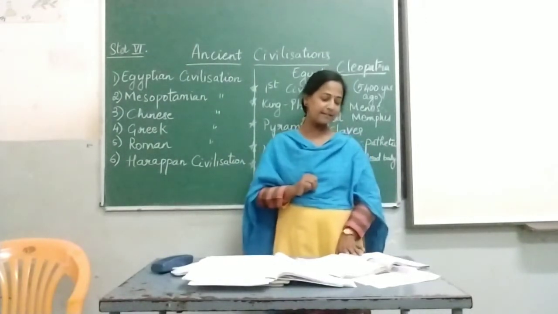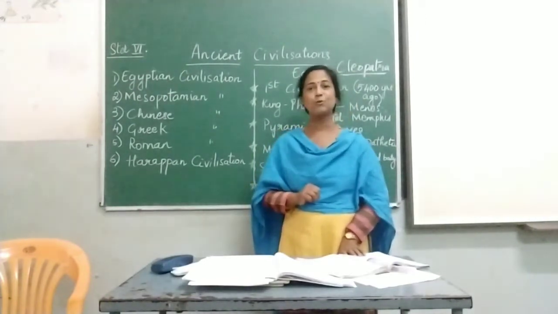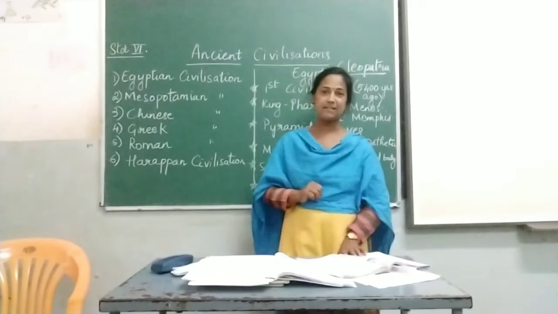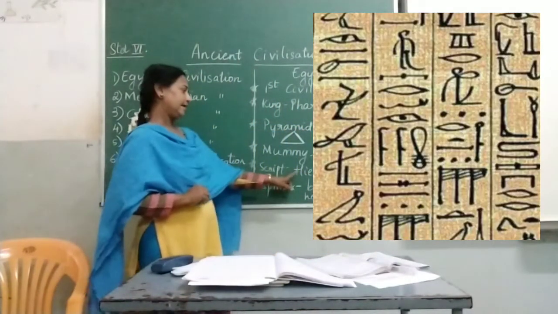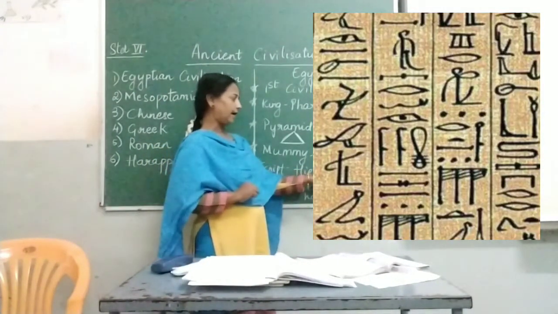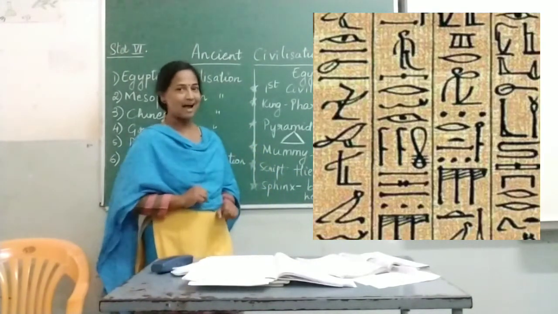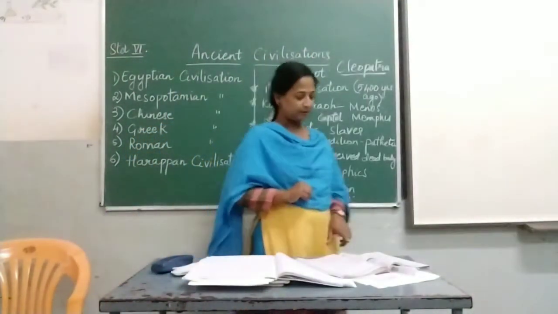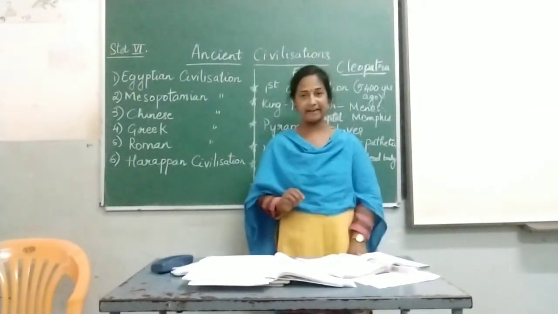The Egyptian script is known as hieroglyphics. What is it known as? Hieroglyphics. The script from Egypt is known as hieroglyphics, which means sacred writing.